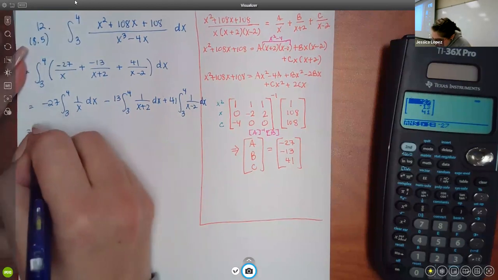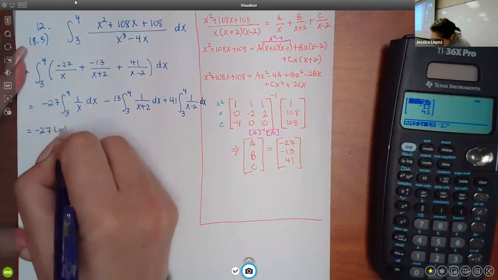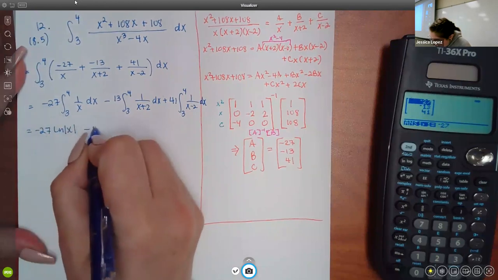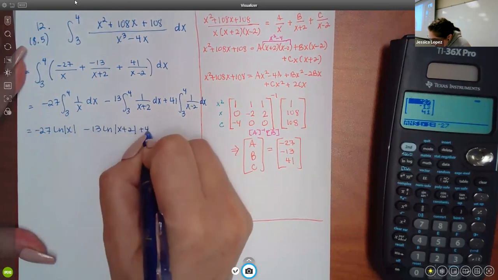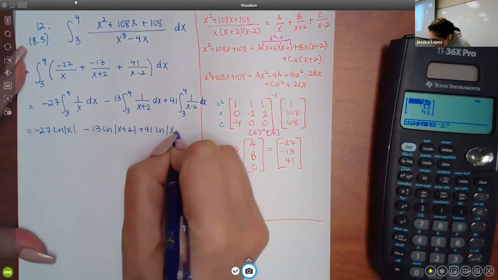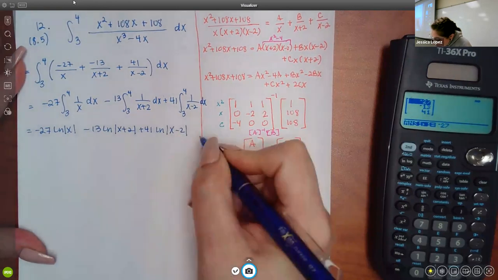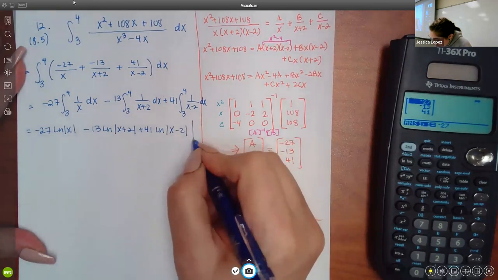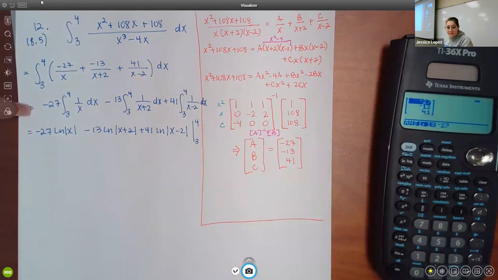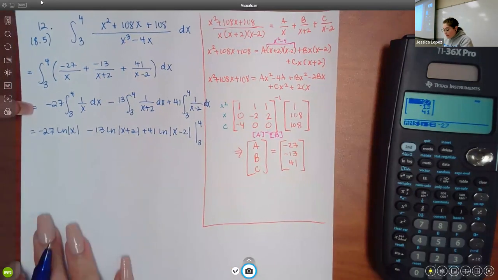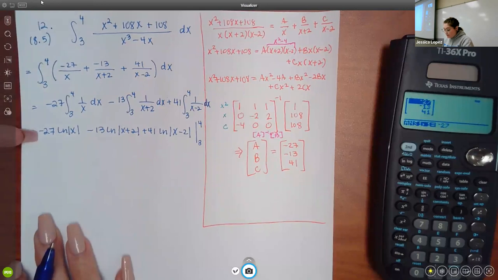So this will become ln of the absolute value of x, ln of the absolute value of x plus 2, and ln of the absolute value of x minus 2. There's no plus C because I do have bounds. So you don't have to write this middle step. If you can visualize it, you can go from here to here.